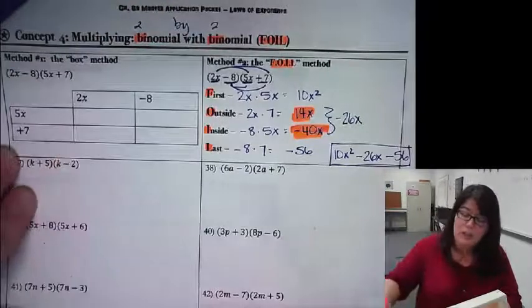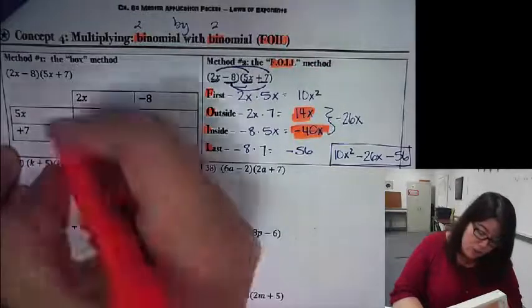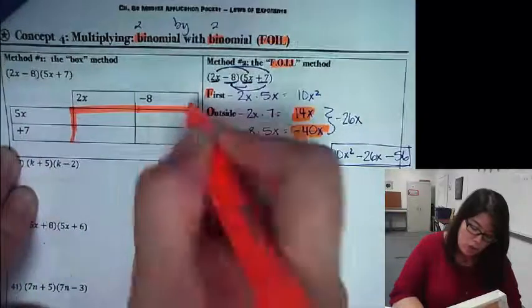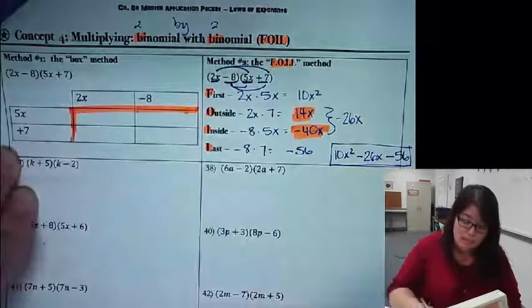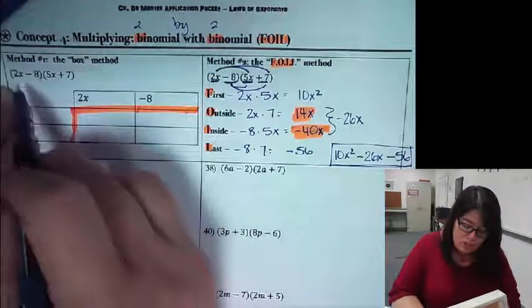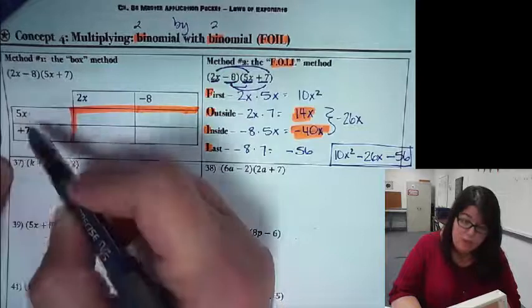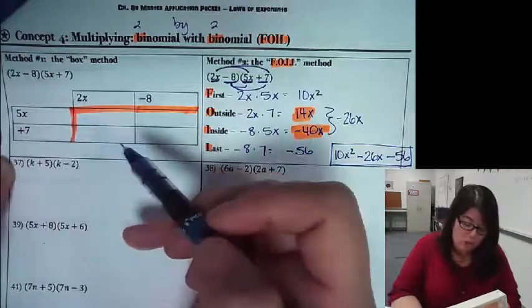The box method we learned yesterday, and we're going to expand it today. And it's just 2 by 2, 2 terms by 2 terms, a binomial times a binomial. So let's take a look. Here I took this 2x minus 8 and set it up on the top, and 5x plus 7 straight down the side. It doesn't matter which side you put it on, you can put it on either one. So it's up to you.